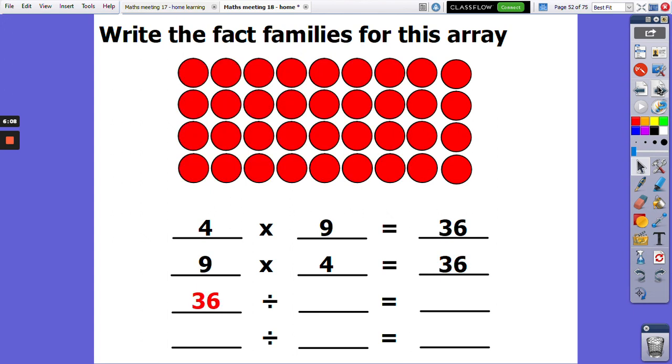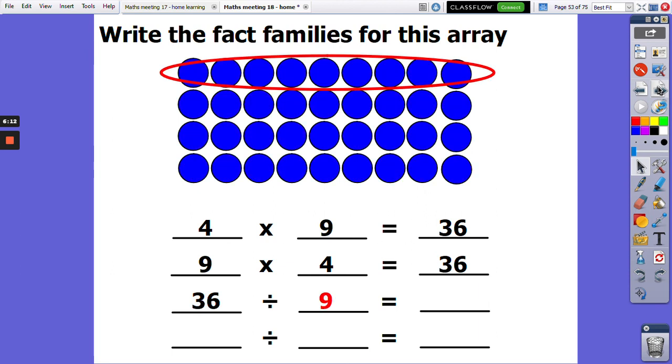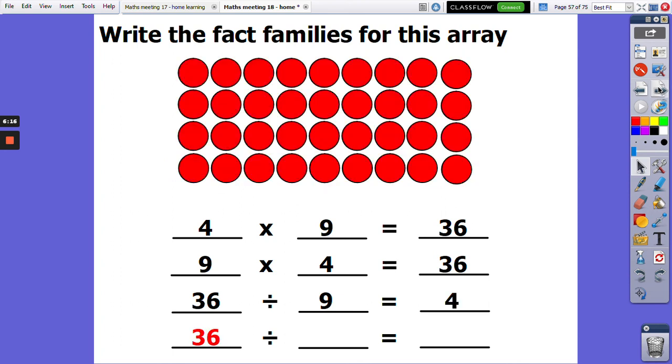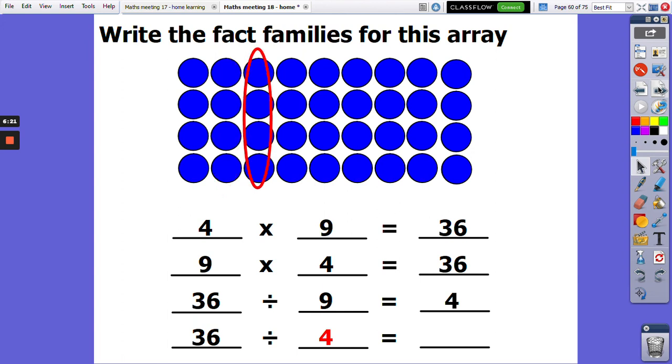We've got our whole there, 36. How many 9s are in 36? We've got one group of 9, 2, 3, 4. We've got our whole there, 36. How many groups of 4? 1, 2, 3, 4, 5, 6, 7, 8, 9. Well done if you got all 4 of those calculations correct.